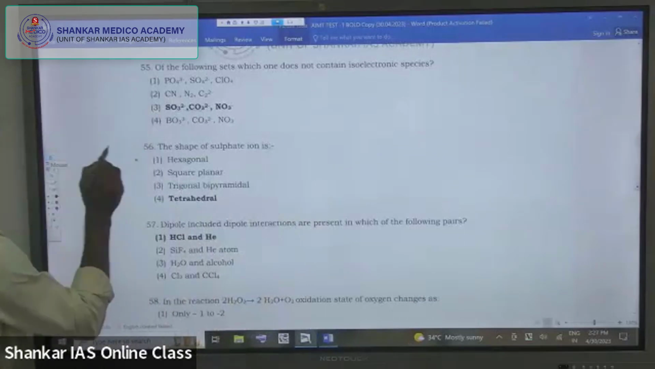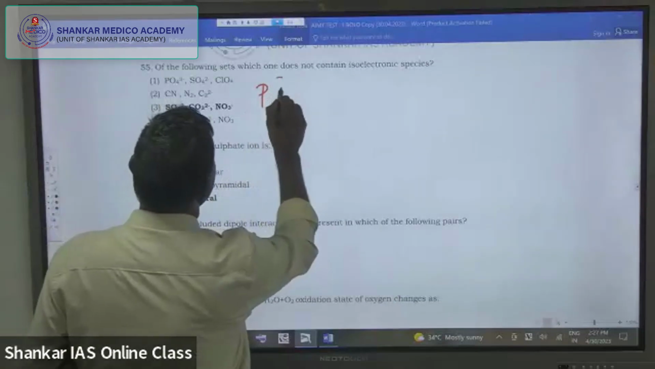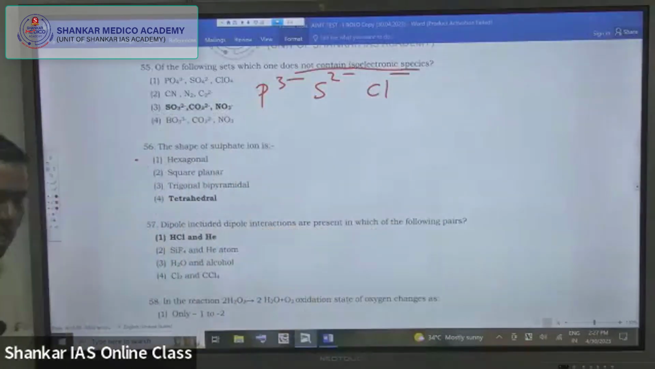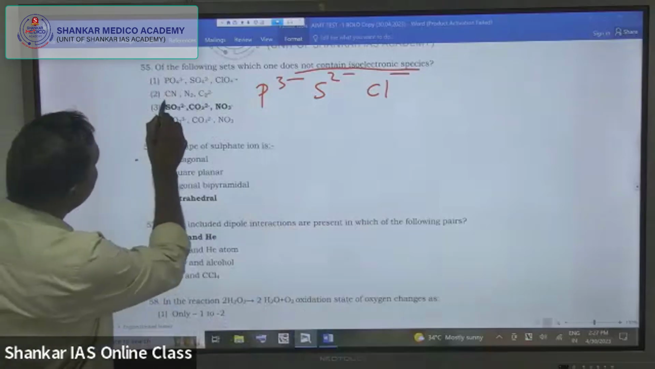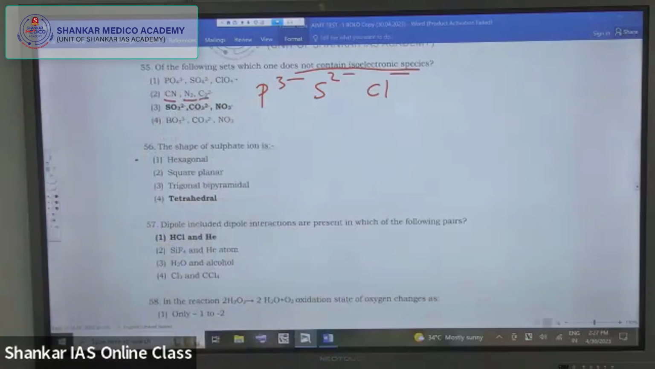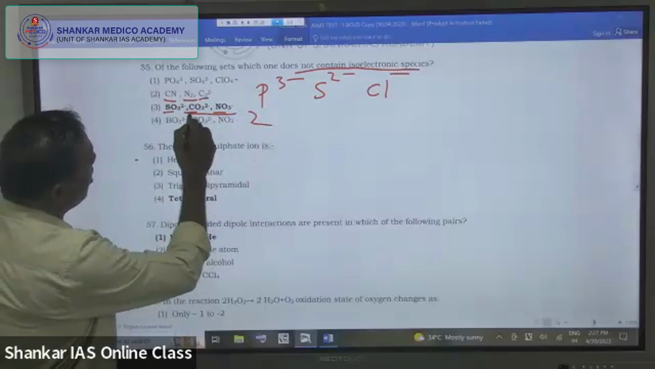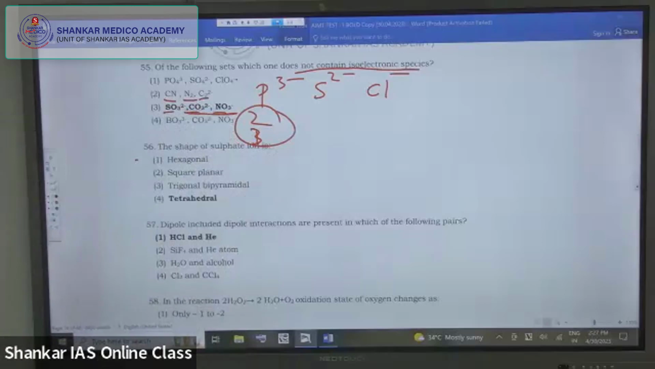And you can look at this one. In this case, you don't need to calculate the exact number of electrons. Just within the set of species, eliminate the common number of atoms. For the rest, you have to come to the number of electrons. So here P3-, S2-, Cl- are isoelectronic species. And one more thing, phosphorus, sulfur, chlorine all belong to the third period, so the number of atoms is the same. And here carbon, nitrogen are both second period, so definitely the same number will come. But here sulfur is third period while carbon, nitrogen are second period. Definitely, you will have a difference in the electron numbers. So this is not an isoelectronic species.